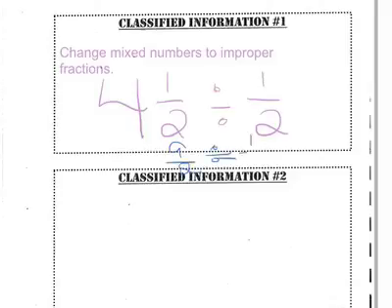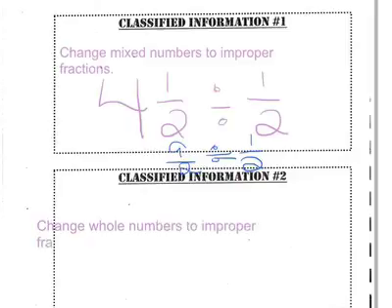Okay, classified information piece number 2 is to change whole numbers to improper fractions. Well, I guess I could type again since I was typing before. That would be nice, wouldn't it? Okay, let's bring that down here.